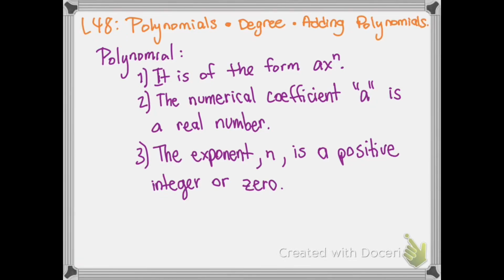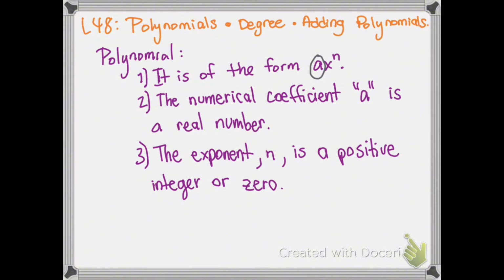Lesson 48, Polynomials, Degree, and Adding Polynomials. So let's remember first what is a polynomial. A polynomial is an algebraic expression that has special characteristics. For example, it is of the form ax^n, where the a is a numerical coefficient and it has to be a real number. And also the n, which is the exponent, has to be a positive integer or a zero.